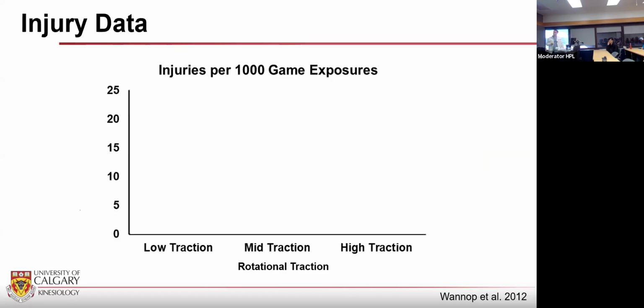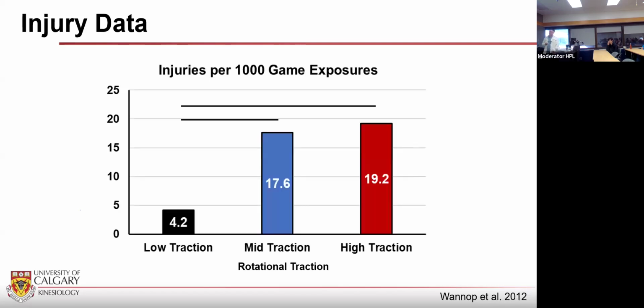And the main result we found here is injuries per 1,000 game exposures. And what we did is we grouped the athletes' shoes into 3 bins or categories. So whether the athletes had low traction, a medium amount of traction, or high traction, and this is rotational traction. So there's an equal number of athletes in each of these bins. And what we found is that athletes that had shoes that had low traction had a significant reduction in injury compared to those that had medium as well as high traction.